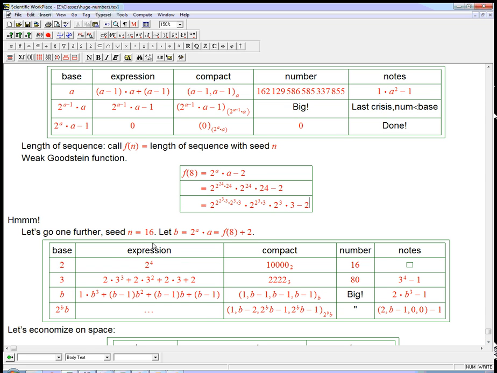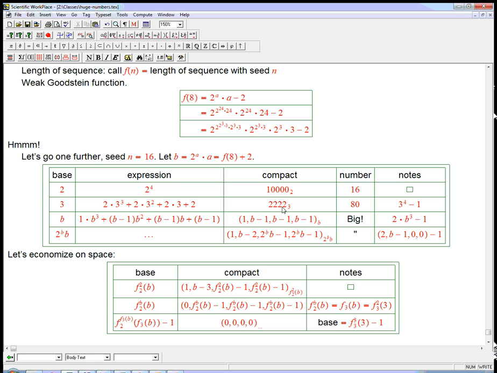But I'll do one more example. Let's look at seed 16. And we already know this number 2 to the a times a is interesting. Let's call that b. And that's just exactly f of 8. The length plus 2 was very close to just f of 8. Okay. So I start out with 1, 0, 0, 0, 0, base 2. And then I get 2, 2, 2, 2, base 3. From my first crisis, it would be 3 to the 4th minus 1.